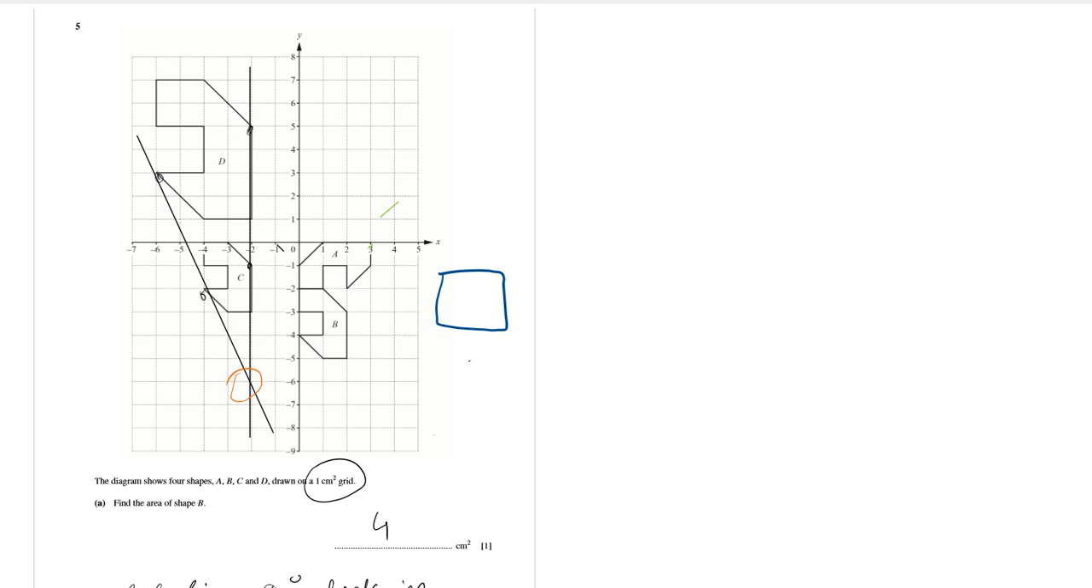And what about the scale factor? You can compare any side of the object and image. So 1, 2, 3, 4, 1, 2. So it is scale factor of 2.